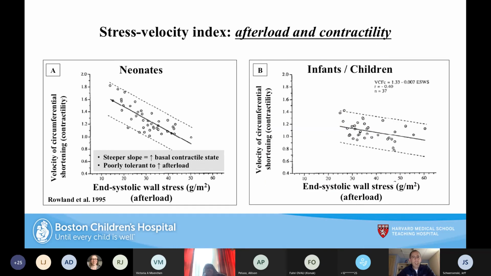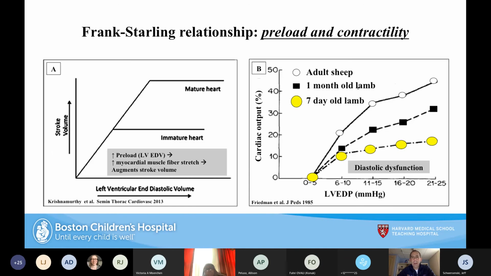When we look at the relationship between afterload and contractility, so how much blood can leave the heart, what's the resistance? What we know from these figures in figure A and figure B, with contractility on the y-axis and afterload on the x-axis, is that neonates have a steeper slope, a higher basal contractile state, and they are poorly tolerant to changes in afterload. So as afterload goes up, the contractility will not be able to match the demand.